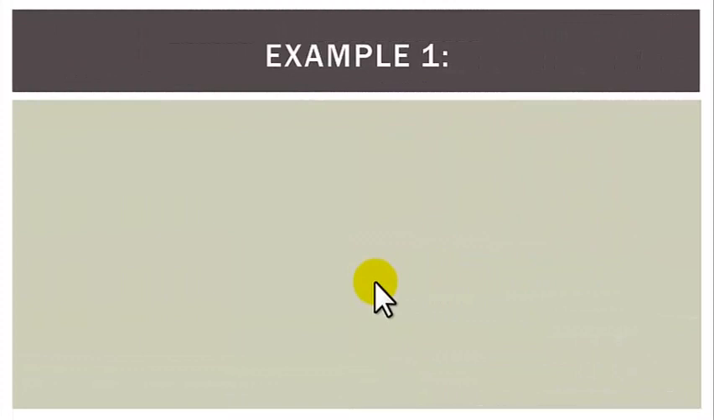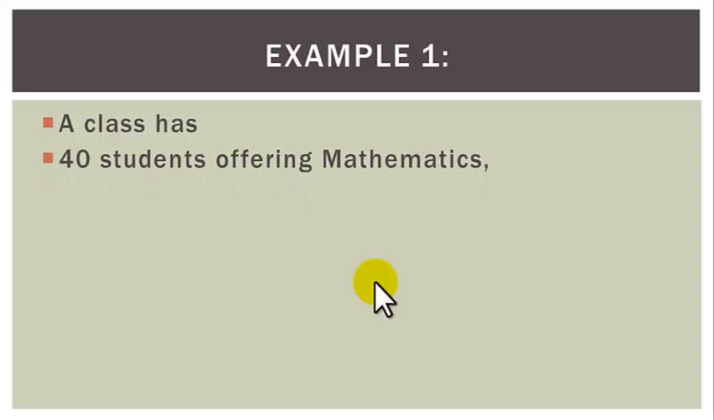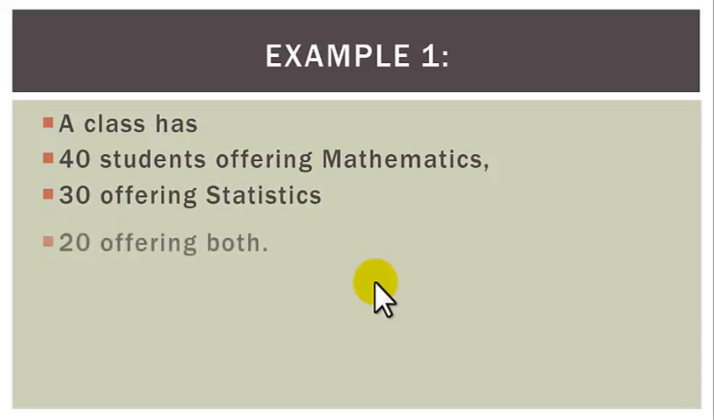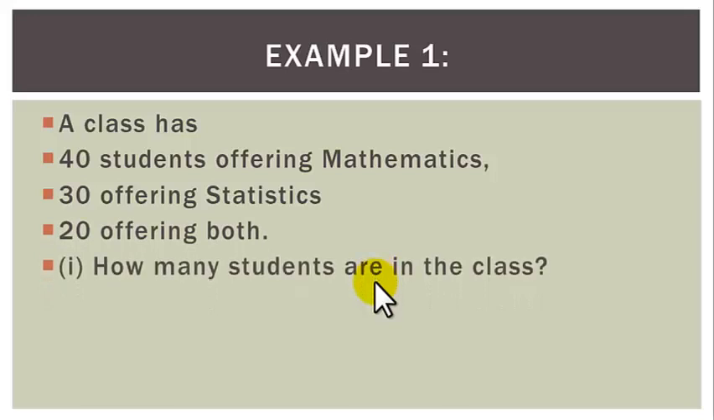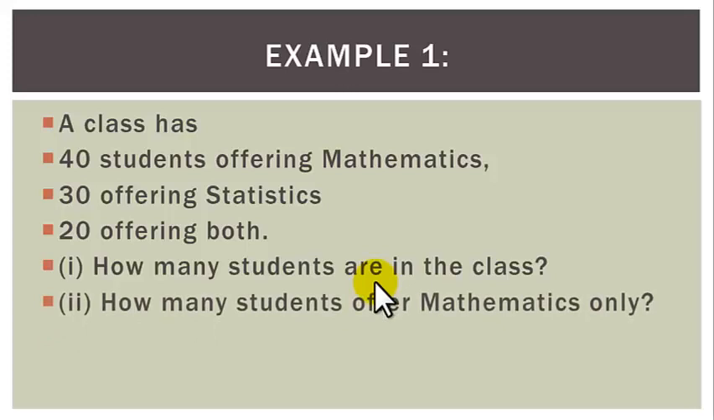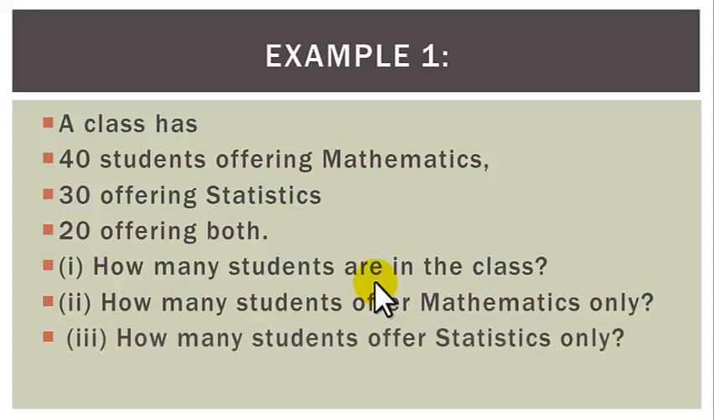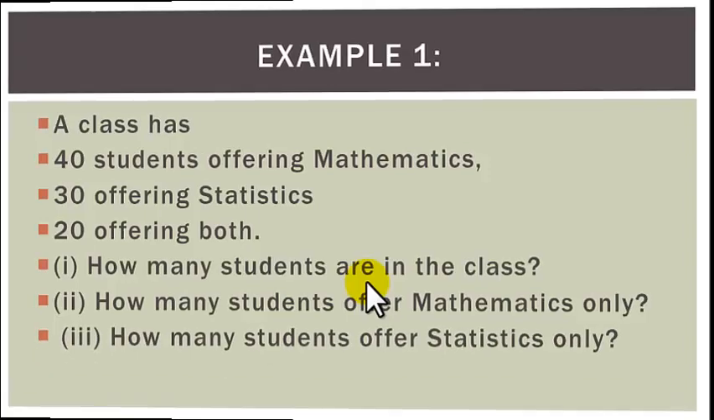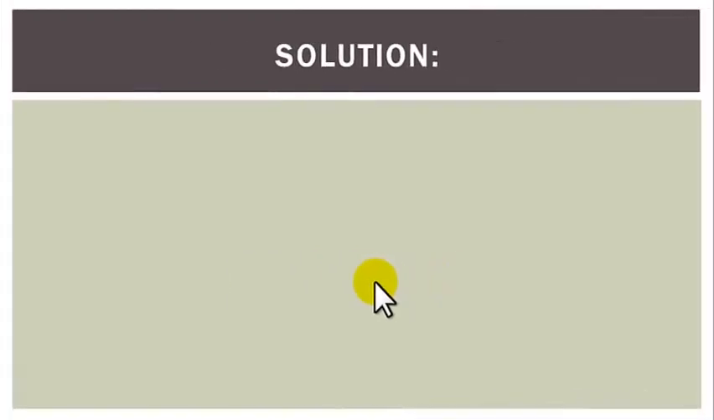Example 1. A class has 40 students offering mathematics, 30 offering statistics, 20 offering both. 1. How many students are in the class? 2. How many students offer mathematics only? And 3. How many students offer statistics only? Solution.